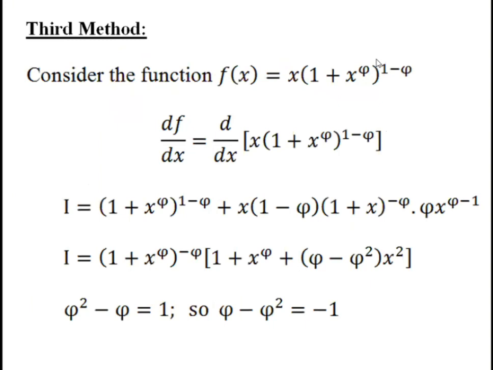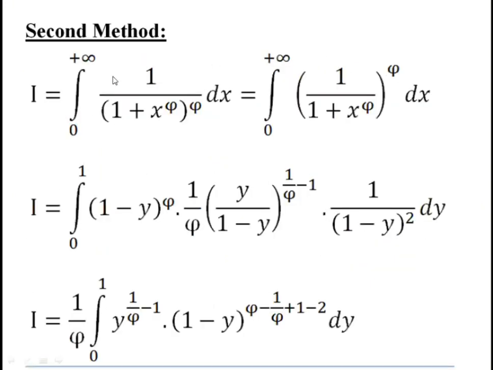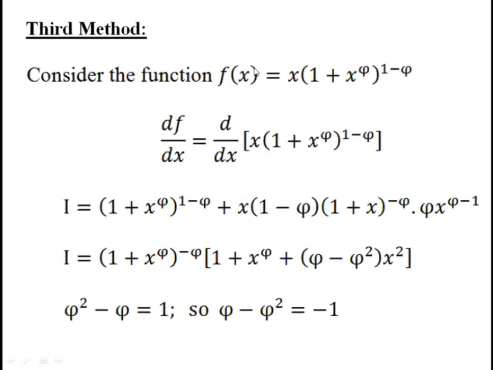For the third method, we have to find a function which is a primitive of this term, a primitive of 1 over 1 plus x to the power 5, all to the power 5. So consider the function f of x equals x multiplied by 1 plus x to the power 5, all to the power 1 minus 5. Let's take the derivative of f. We have df over dx equals d over dx of this function. Here we have u multiplied by v, so the derivative of u v is u prime v plus v prime u. u prime is 1 multiplied by v, this whole term, 1 plus x to the power 5 all to the power 1 minus 5, plus v prime u.